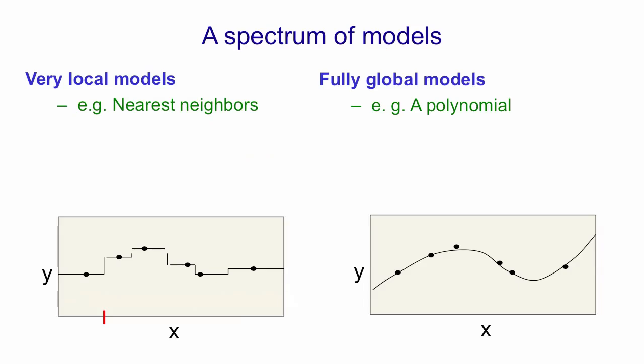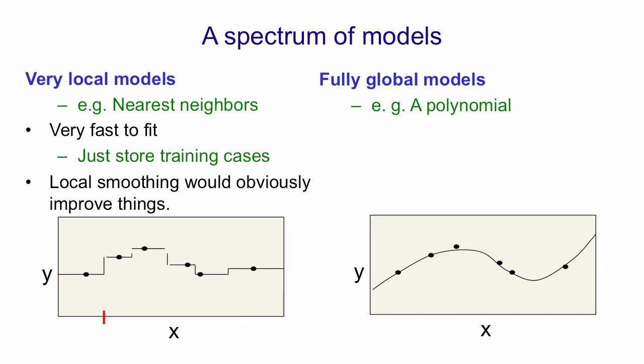So there's a spectrum of models, from very local models to very global models. Nearest neighbors, for example, is a very local model. To fit it, you just store the training cases, so that's really simple. And then if you have to predict y from x, you simply find the stored value of x that's closest to the test value of x, and you predict the value of y that's the same as for the stored value. The result of that is that the curve relating the input to the output consists of lots of horizontal lines connected by cliffs. It would clearly make more sense to smooth things out a bit.